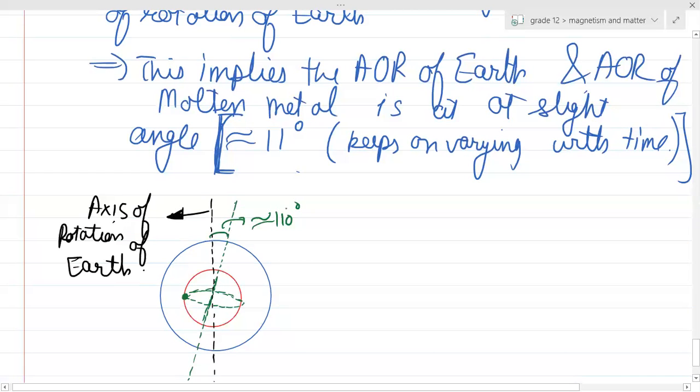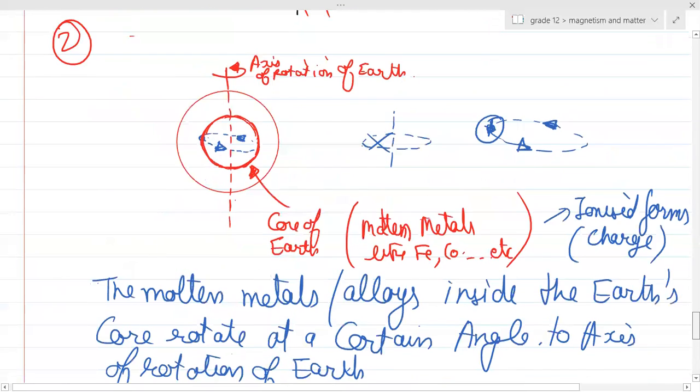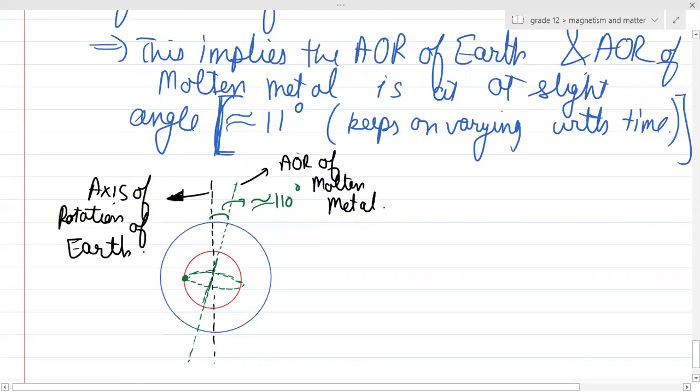So this is the axis of rotation of Earth, and this is the axis of rotation of molten metal. Okay, is this clear, guys? Is it 11 degrees? It is approximately 11 degrees. Oh, sorry. Oh, my bad. Okay.